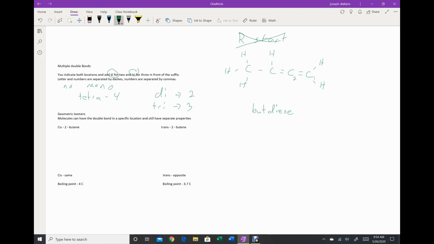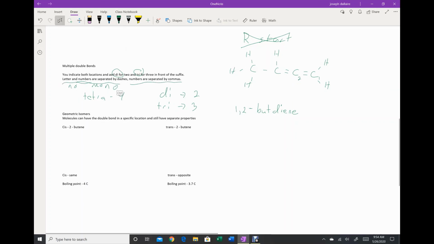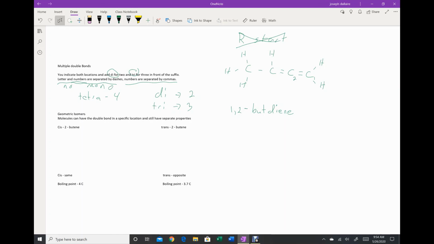So here, if I start at this end, I would call this 1, 2. Notice numbers are separated by commas, and letters and numbers are separated by dashes. So numbers are commas, letters and numbers are dashes, and there's no separation between letters. So I could call this 1,2-butadiene, saying that the first double bond is on 1, the second double bond is on 2, but, because there's 4 carbons, diene, saying 2 double bonds, or buta-1,2-diene. Either of these names would be acceptable for this molecule.